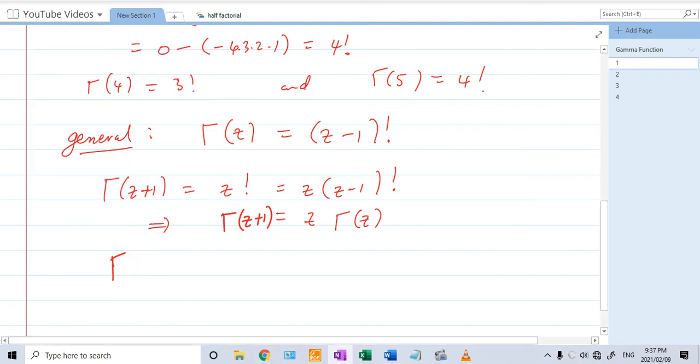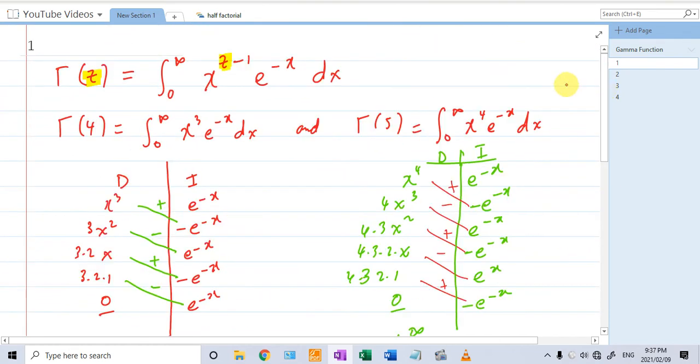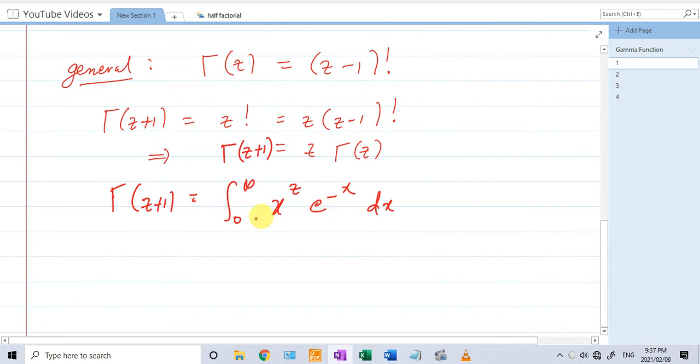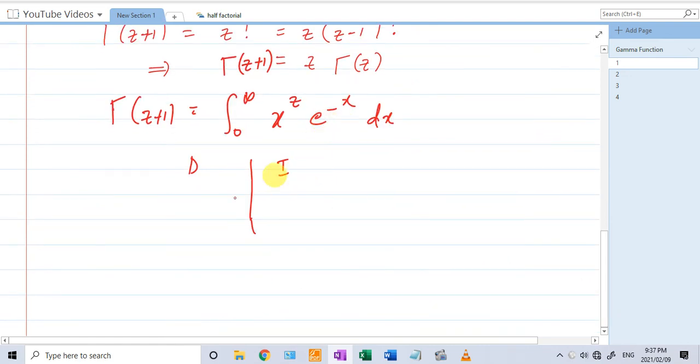So for a general result, gamma z plus 1 is equal to the integral from 0 to infinity. Remember, we're finding z plus 1, so in the place of z we're going to substitute z plus 1 minus 1, which is x to the power z e to the power negative x dx. Now if I use that differentiate-integrate method for this, of course, you can factor out e to the power negative x. That's gamma z plus 1.